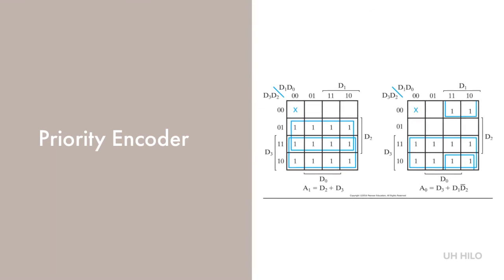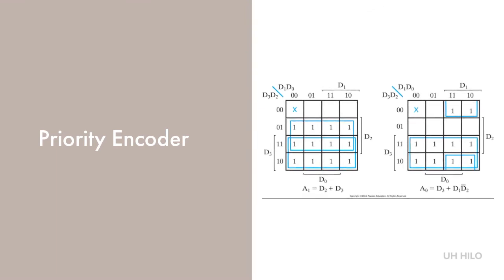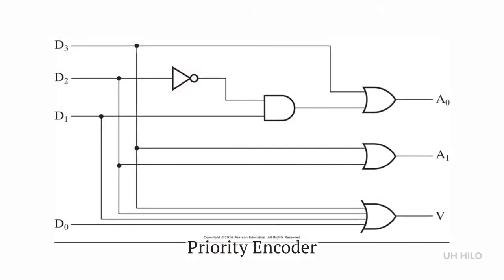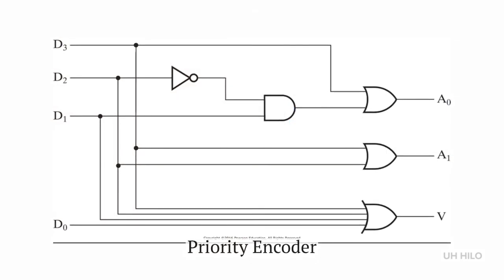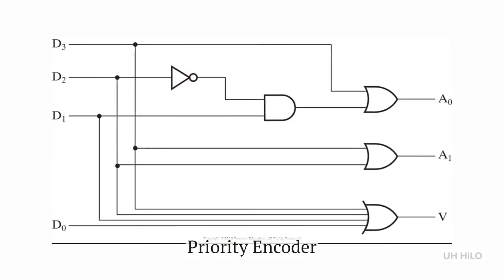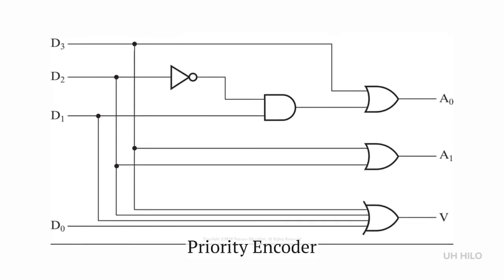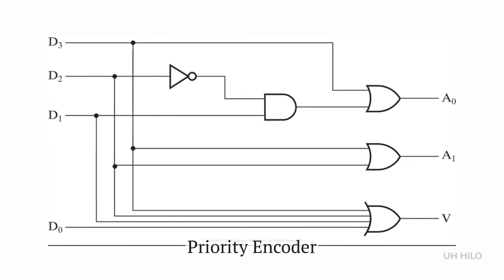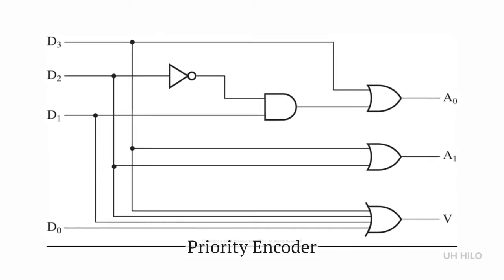In the next step, we get the minterms for A0 and A1 and simplify them using K-maps. V is the OR function for all the input variables to indicate valid output. We can now implement our priority encoder using the results from the K-maps. Encoders can expand to larger numbers of inputs by expanding OR gates. Designing multiple level circuits with shared gates reduces the cost of the encoders after technology mapping.